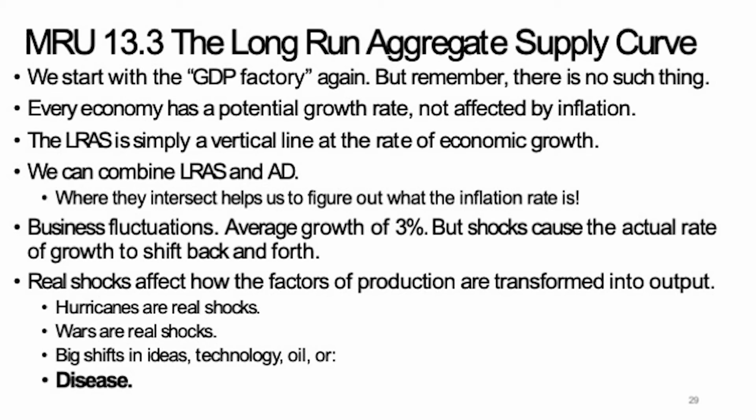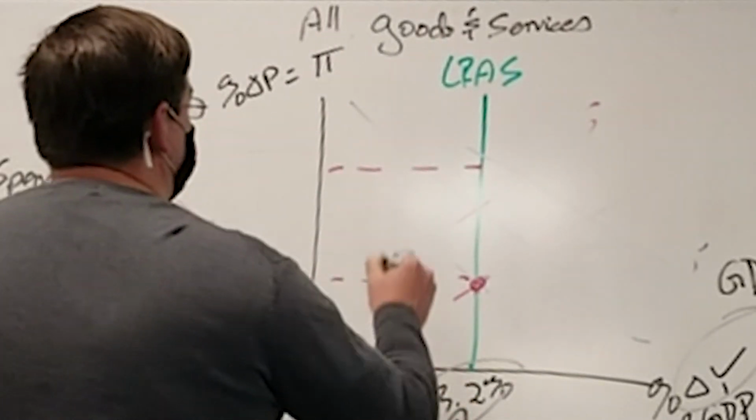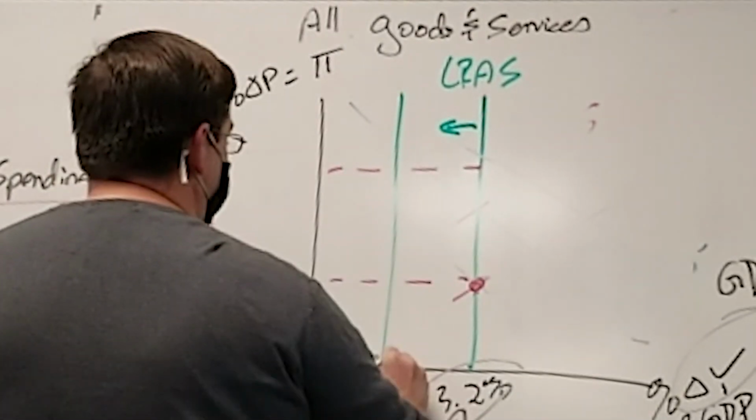So we think about this in terms of, well, what can cause the capacity to produce to change? A hurricane can cause the capacity to produce to change. We can destroy a whole bunch of capital in a country through a hurricane, or through a war, or through a big disease, like a pandemic. Those can be described adequately, or at least to a certain degree, as a shift, not in aggregate demand, but instead as a shift in our long-run aggregate supply curve.